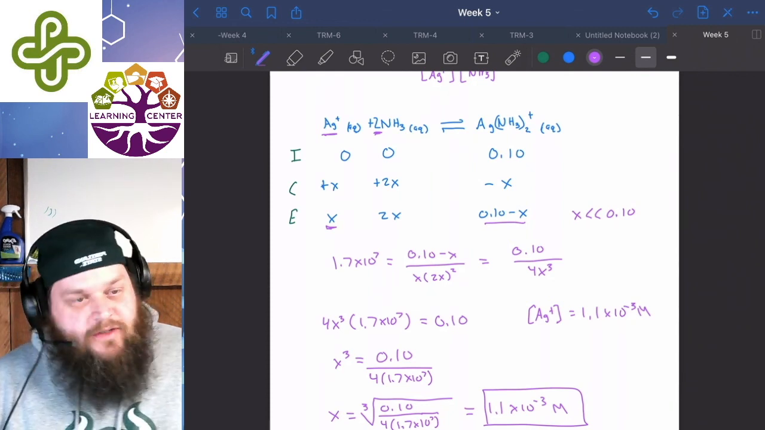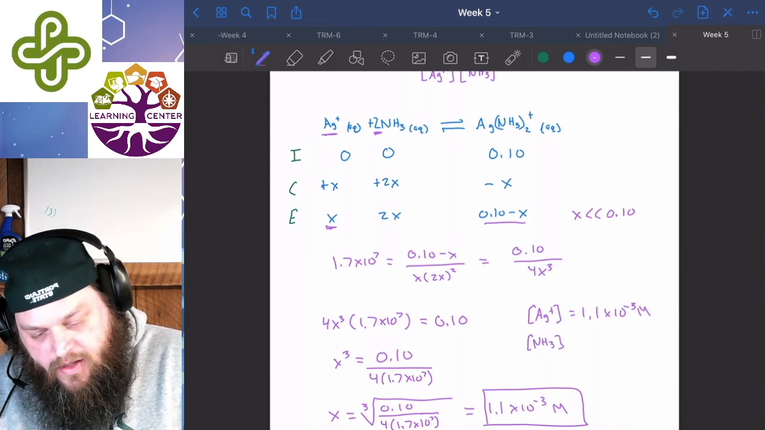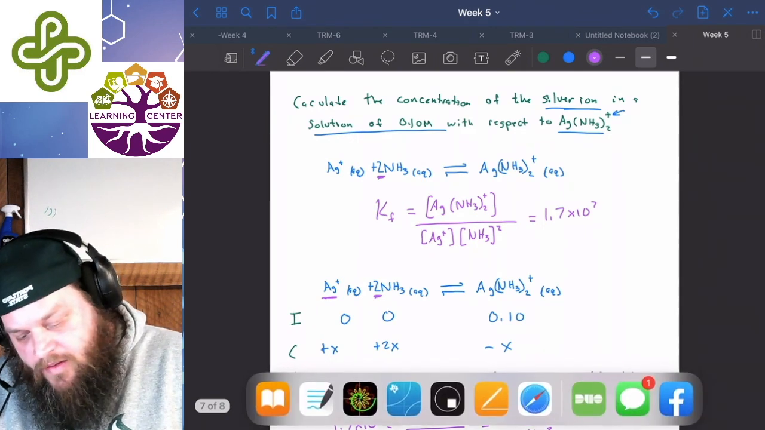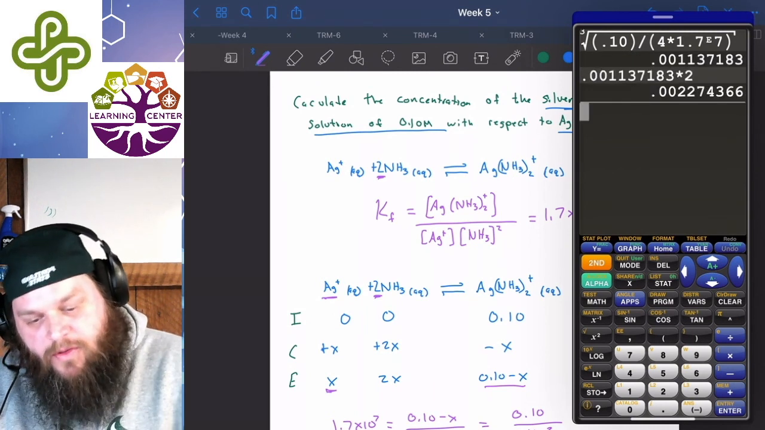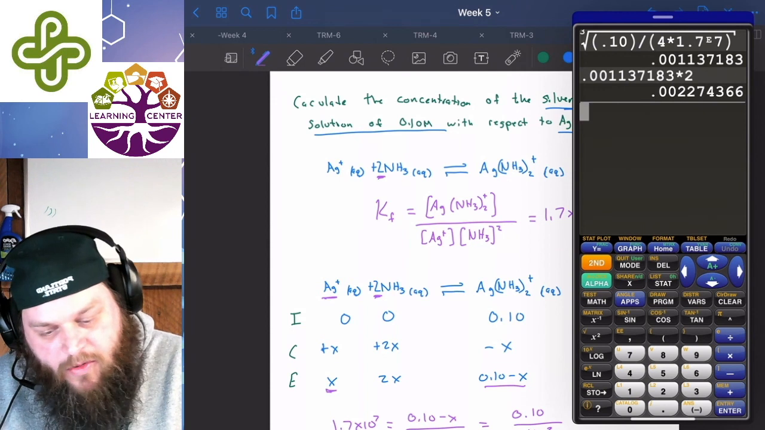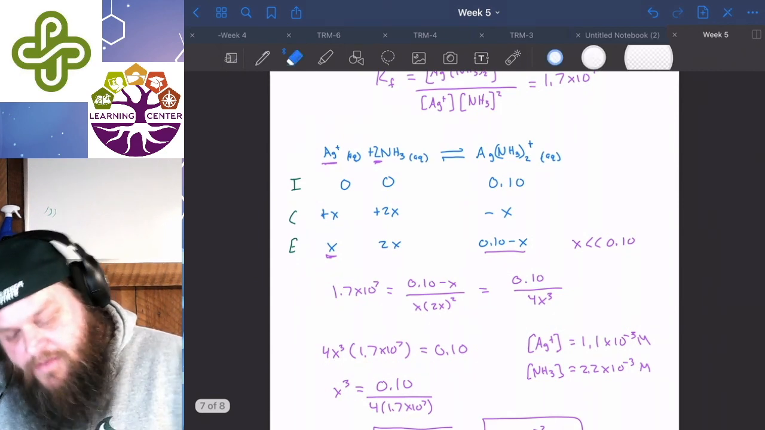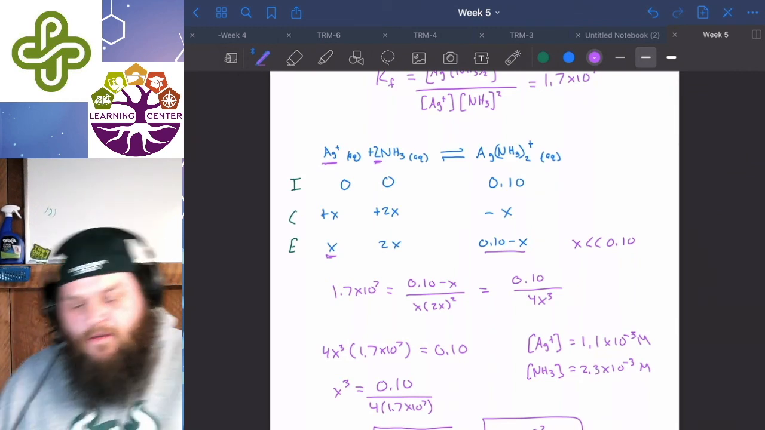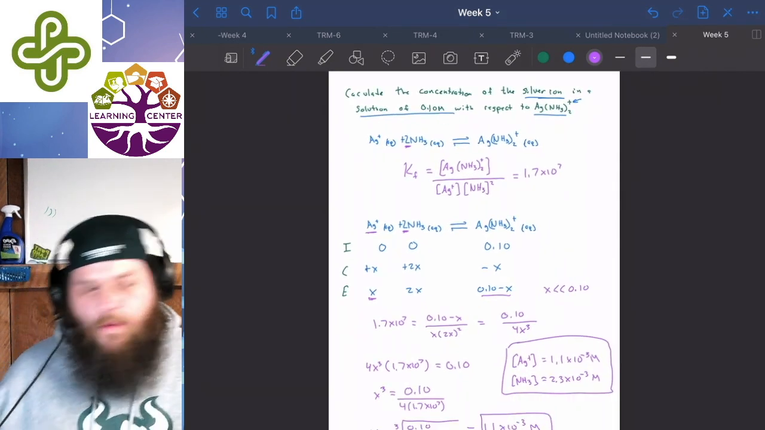If we wanted to find the concentration of ammonia, we can just double that. So concentration NH3 would equal 2.2 times 10 to the negative 3 molar. Verify that. Oops. Oh, I don't have that there anymore. This value times 2, 2.2. This is one of those cases where it's actually more like 2.3 because of the sig figs. So I'll fix that. And there we are. So those are the concentrations that they would be at. They only really asked for the silver, but might as well go the full way at that point.